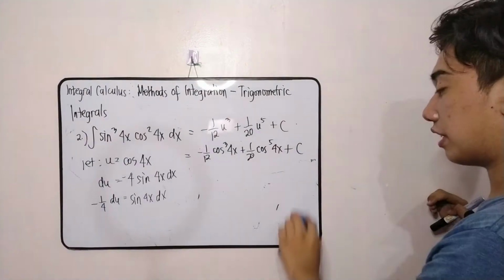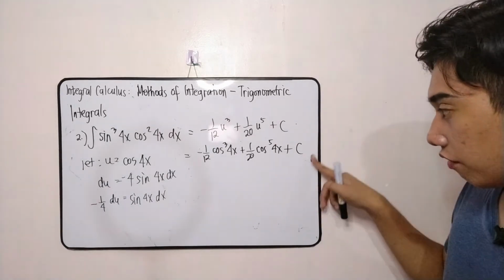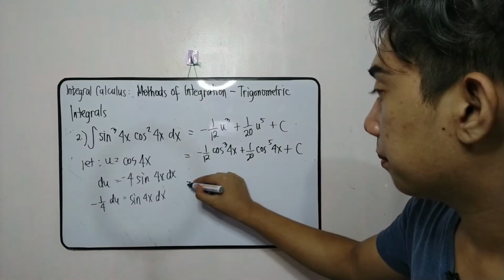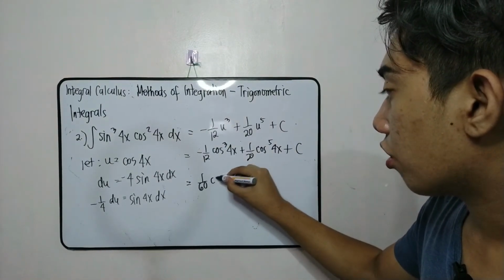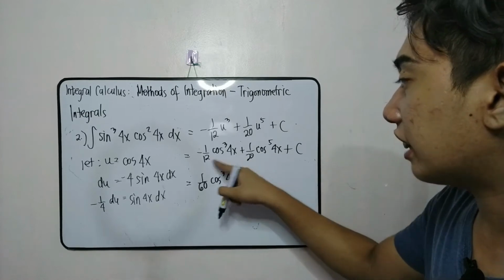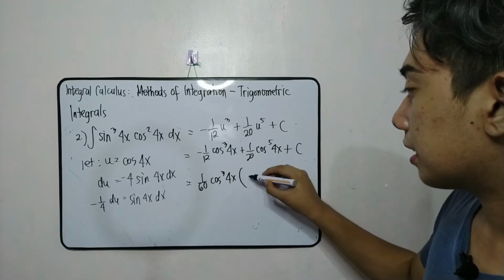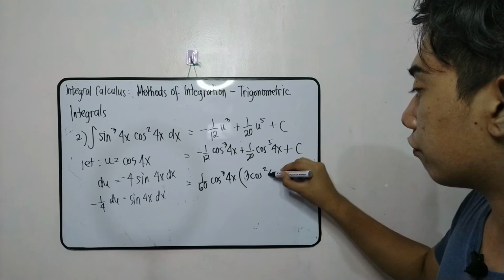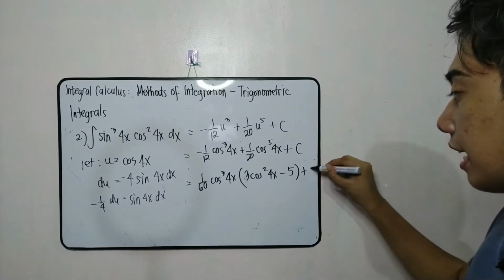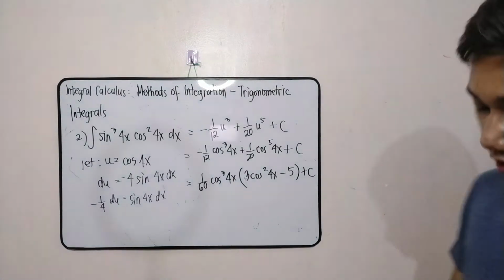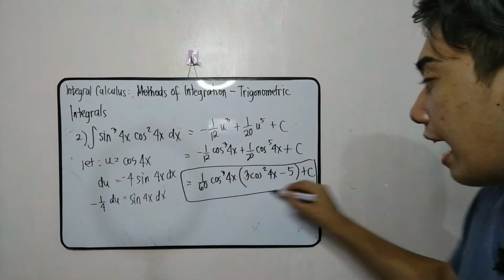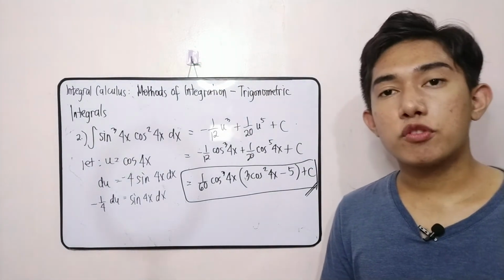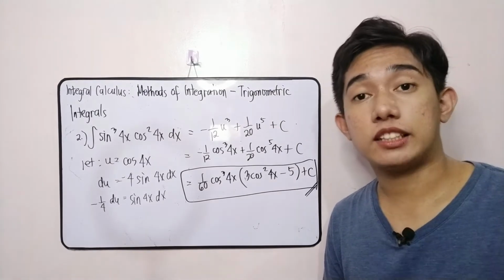Okay? So, for the sake of factoring, we will just factor out the common. The common factor for this case is 60. So, 1/60 cosine cubed 4x. Since nandito na yung negative, okay lang yan. So, this becomes negative, or sige, unahin na natin to, 3 cosine squared 4x minus 5 plus c. Okay? So, ito yung final answer natin. So, if you have confusions, guys, please do not hesitate to comment there.